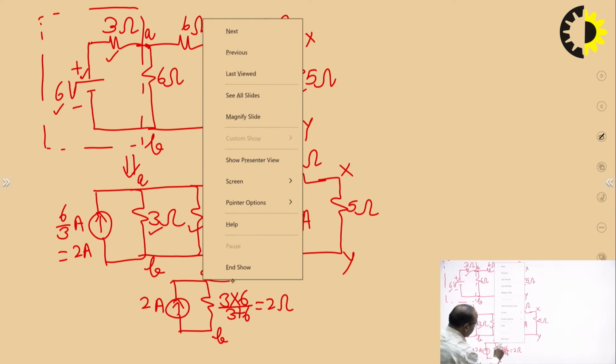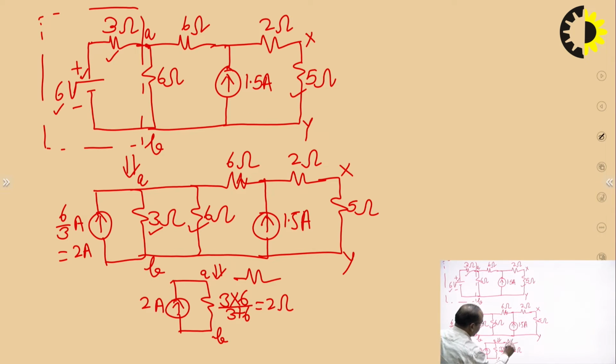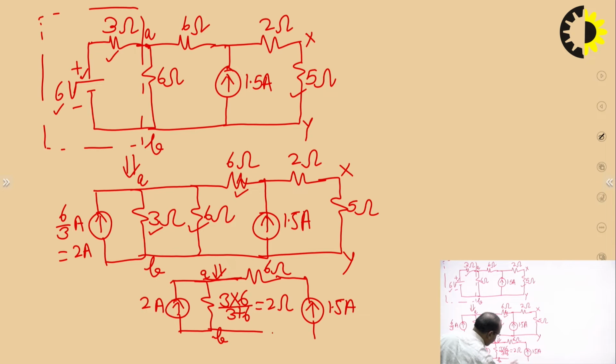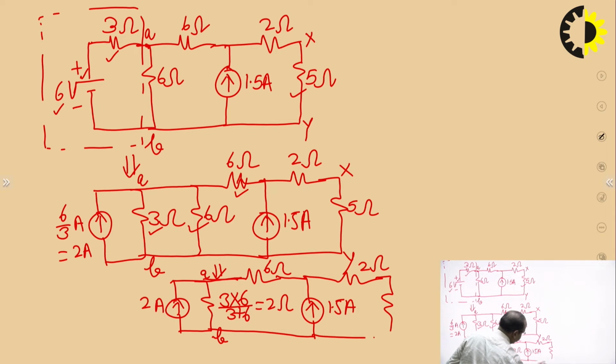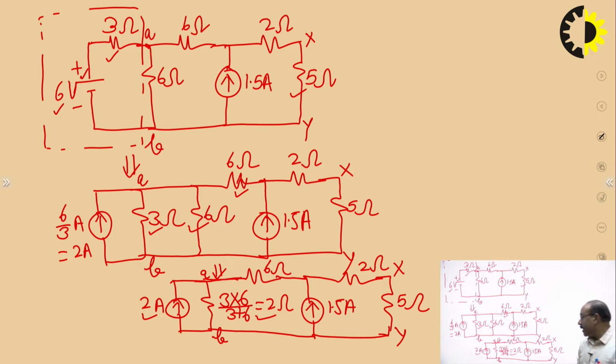And further we have this 6 ohm, that is this resistance as it is, then this 1.5 ampere current source, then this 2 ohm resistance, and then this 5 ohm resistance across X and Y. So, now on seeing this circuit, we can see this 2 ampere current source is in parallel with this 2 ohm resistance across the terminals A and B. So, it can further be converted to an equivalent voltage source, and circuit will be simplified further. So, if we see it now, what can we do?